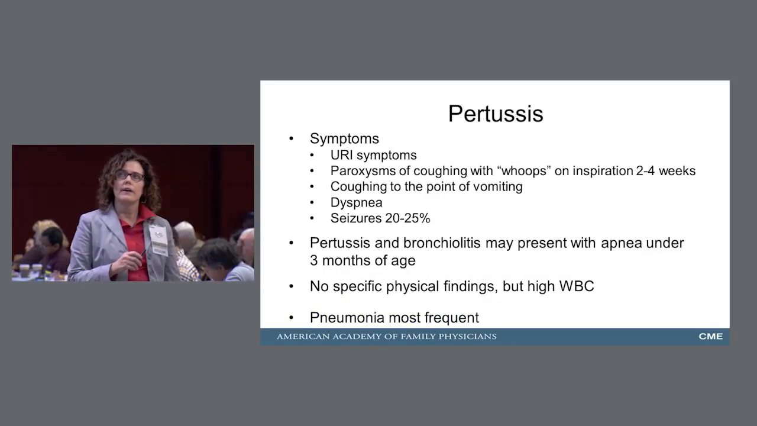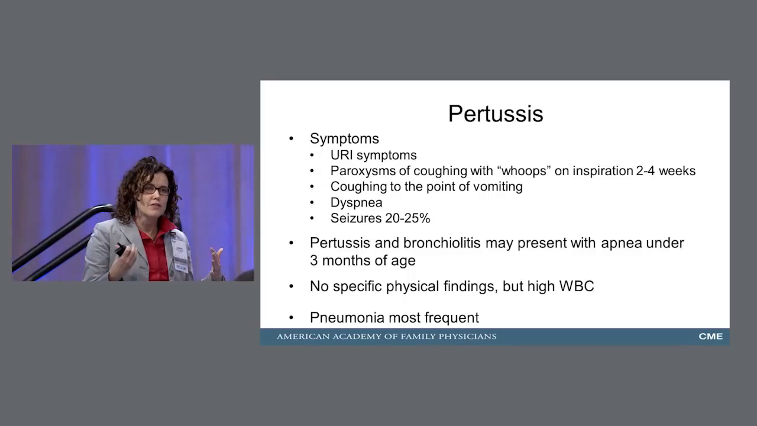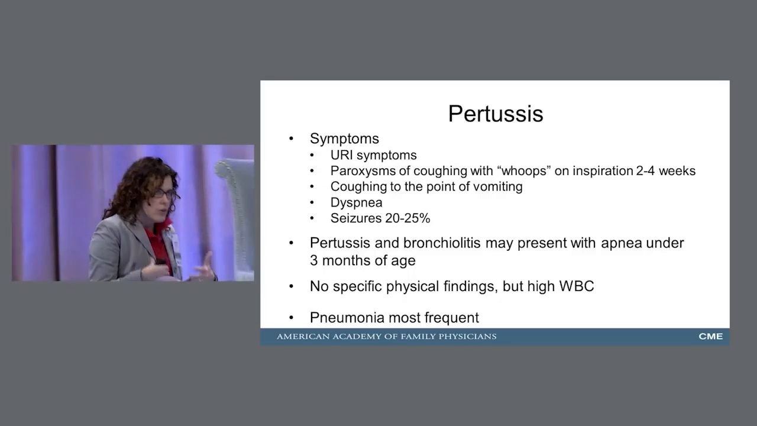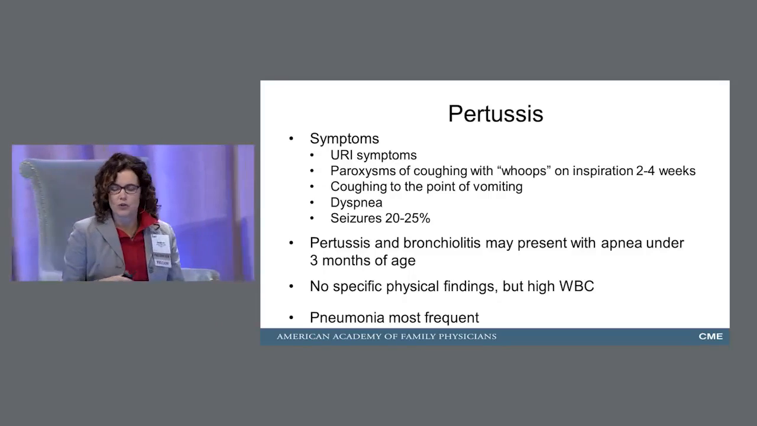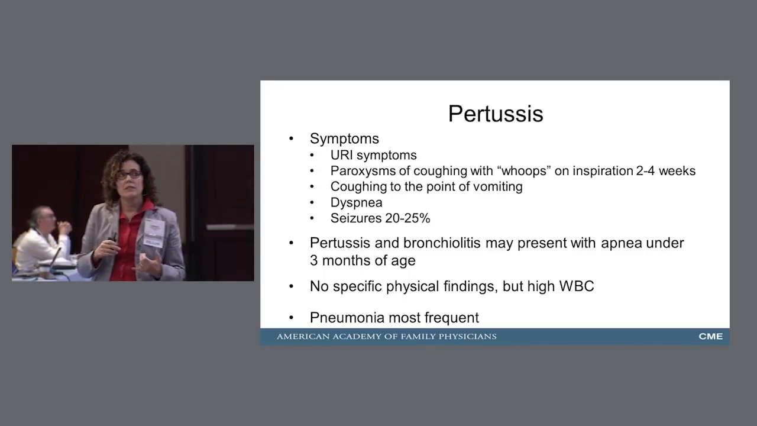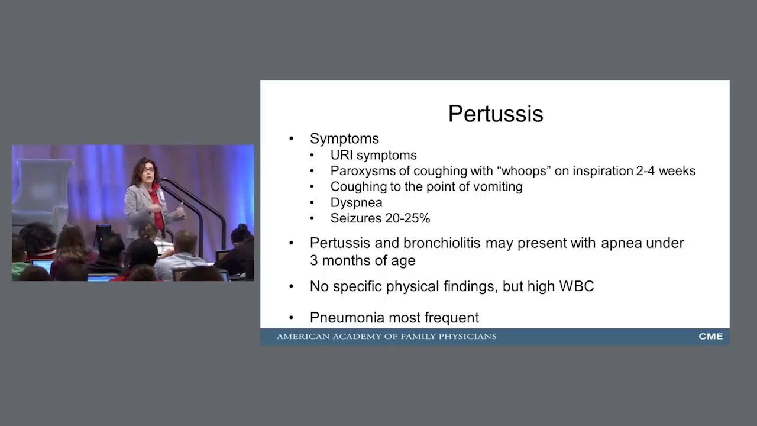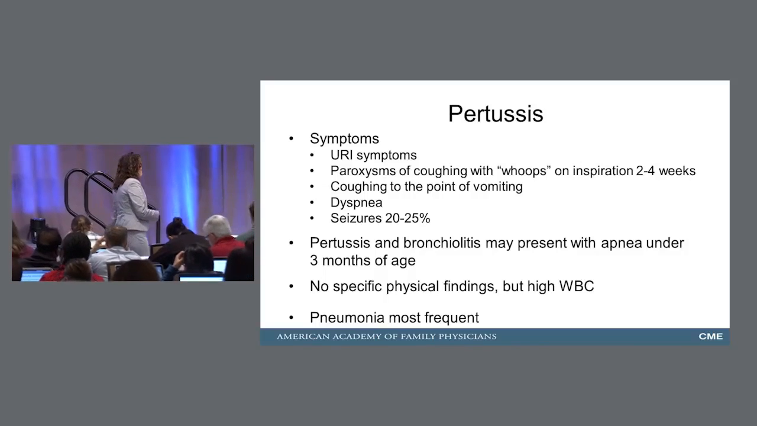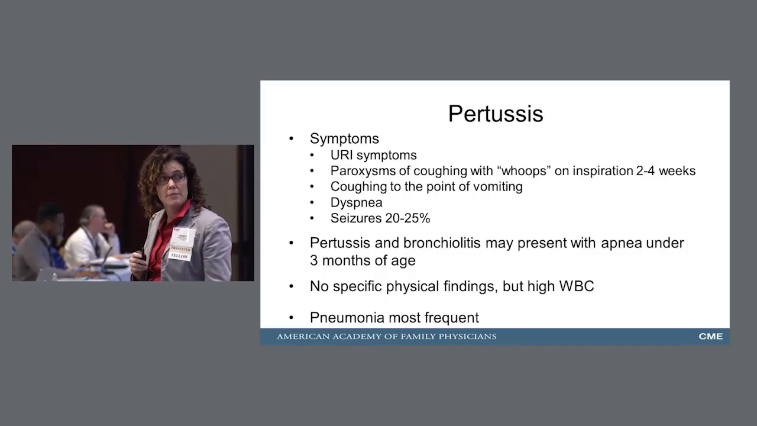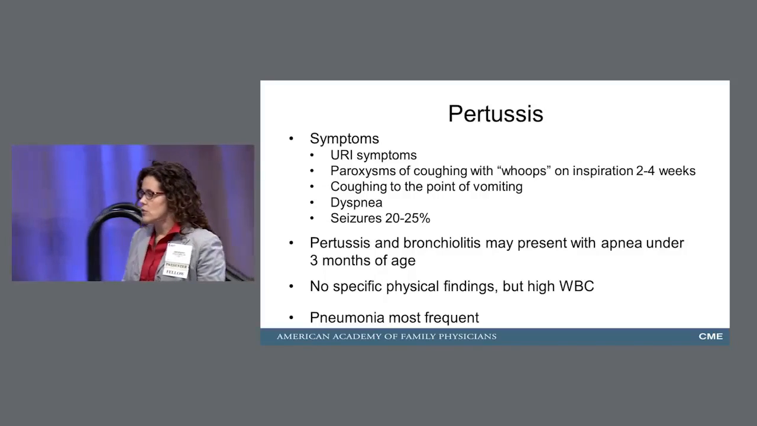Oh, pertussis. As David mentioned earlier, we're seeing a recurrence of pertussis. If you haven't ever seen whooping cough, it's pretty remarkable. It's that cough, cough, cough, cough, cough, and then they cough, cough, cough, cough, cough. There are great videos on YouTube if you want to see it. They often will cough to the point of vomiting. And for children, it's important to remember it can cause seizures and it can cause apnea, especially in small infants. If they get pertussis, which is why you give a Tdap to every pregnant woman, because you don't want them to become apneic. Pertussis and bronchiolitis may present with apnea. No specific physical findings, except you'll just hear that big whooping cough, and they can also have pneumonia.